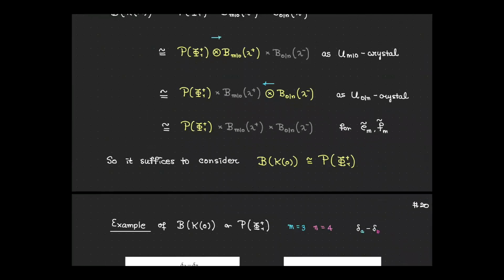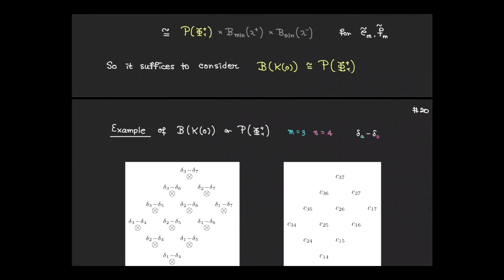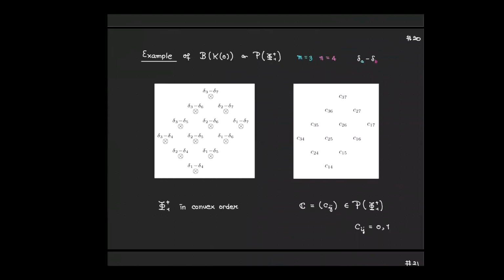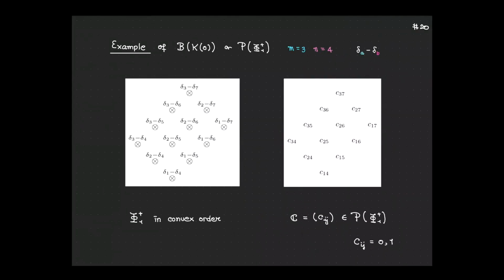Let me first give an example for the crystal of B(K, 0). It's very simple. Here is the arrangement of our odd root vectors. The monomials consisting only of these odd root vectors may be identified with the multiplicity of each odd root vector, so they can also be identified with a binary matrix of size 3 by 4 or 4 by 3.